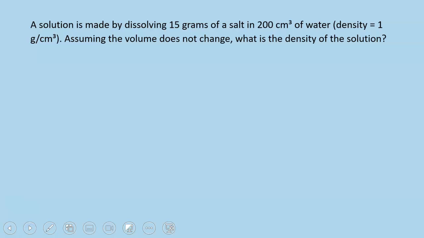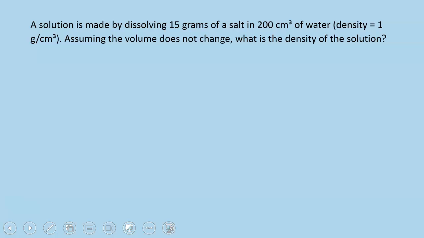Next example. We've got a solution made by dissolving 15 grams of a salt in 200 centimeters cubed of water, where the density is equal to 1 gram per centimeter cubed. And there they are talking about the density of water. Assuming the volume does not change, what is the density of the solution?